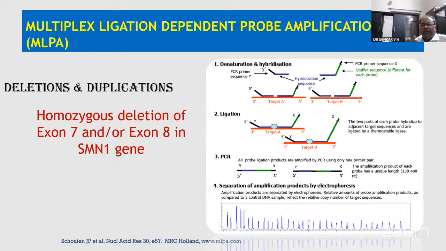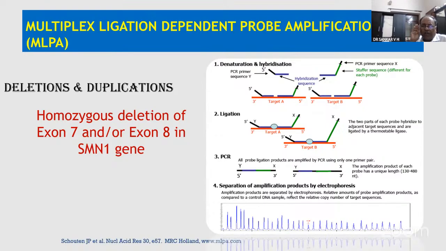Then, if you want to know whether the child has SMA type 1, type 2 or type 3, or you want to correlate with your clinical findings, you look at the SMN2 gene copies, exon 7 and exon 8. If it is 0, 1 or 2, it is SMA type 1. If 3 and 4, it is SMA type 2. If 4 or more than 4, it is SMA type 3. Roughly, but there is a 95% genotype-phenotype correlation.